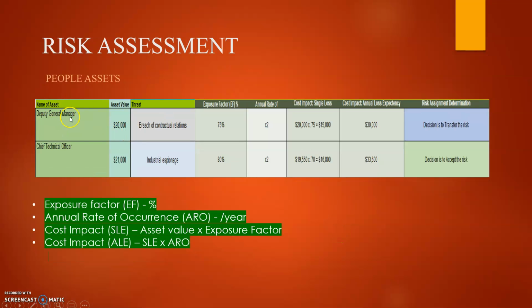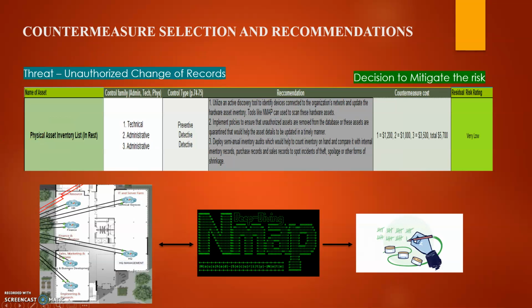For the people assets, for the Deputy General Manager with the threat of breach of contractual relations, the annual rate of occurrence is 2 times and the exposure factor is 75%. For the Chief Technical Officer with the threat of industrial espionage, the annual rate of occurrence would be 2 as well, and the exposure factor being 80%, and the annual loss expectancy is $33,600.